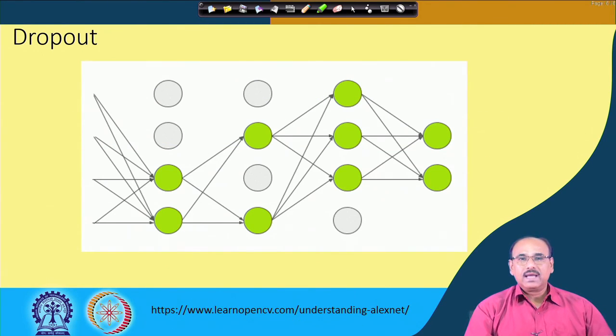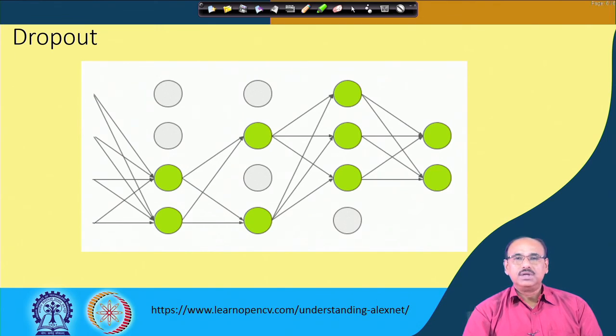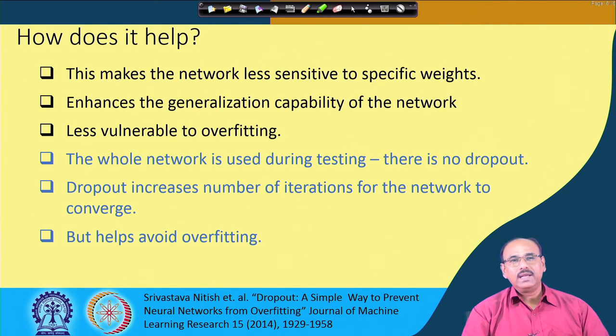This previous diagram shows some of the neurons, the white ones, which are dropped out during the training process. In different training epochs, the neurons will be dropped out at random. It is not that the same neuron will be dropped out every time; that is decided by the dropout probability. As a result, the network becomes less sensitive to the specific weights, and it enhances the generalization capability of the network, so it becomes less vulnerable to the overfitting problem.